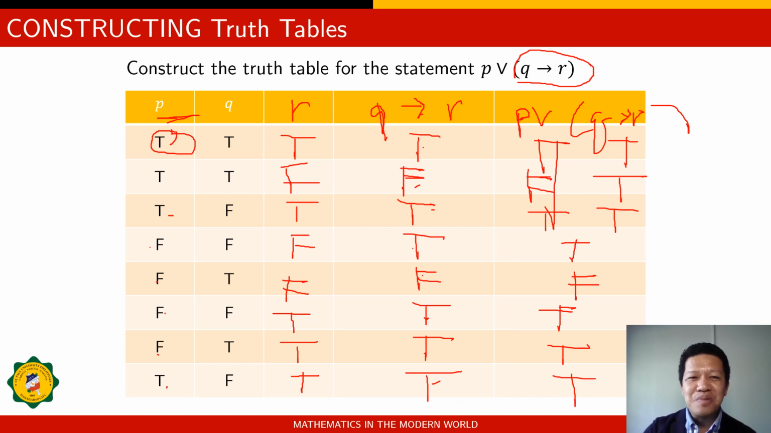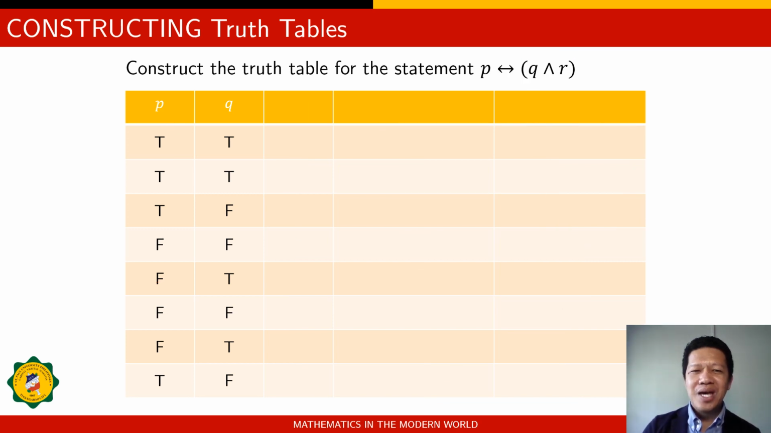And that's it. We've completed the table. So that's the truth table for this statement: P or if Q, then R. Okay, so we have one more example here. Please try it yourself. Try to complete the table for this statement: P if and only if Q and R.